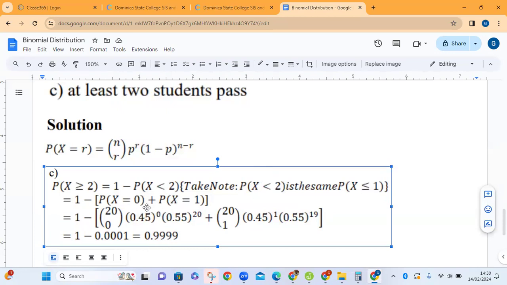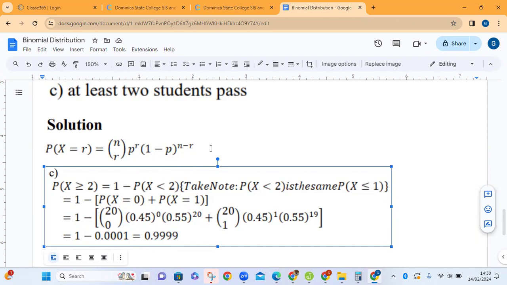So the whole point is that we apply this formula for 1 and 0: 20 combination 0, 0.45 raised to the 0, 0.55 raised to the 20, and 20 combination 1, 0.45 raised to the 1, 0.55 raised to the 19, add them together and subtract from 1, that will give us 0.9999. So there is almost a 100% chance that at least 2 students will pass the test.